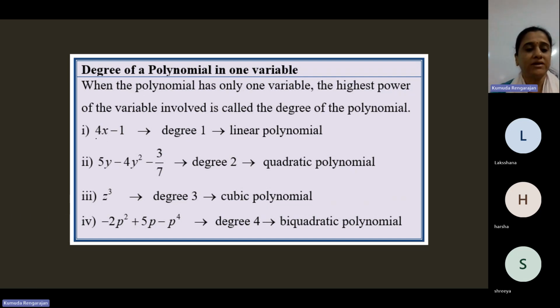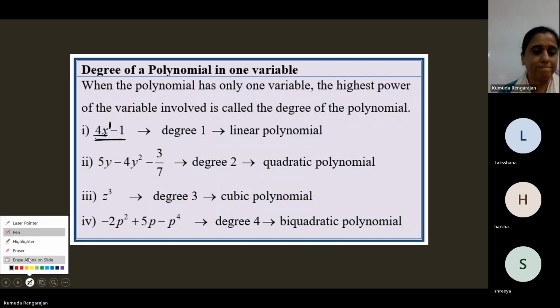Coming back to this. In the first term, the variable is x, its power is 1. In the second term, we don't see any variable, so leave it. There's only one power, 1, so the highest power is 1. That's the degree, because that's the highest power. So the degree is 1. If the degree is 1, then the polynomial is called a linear polynomial.